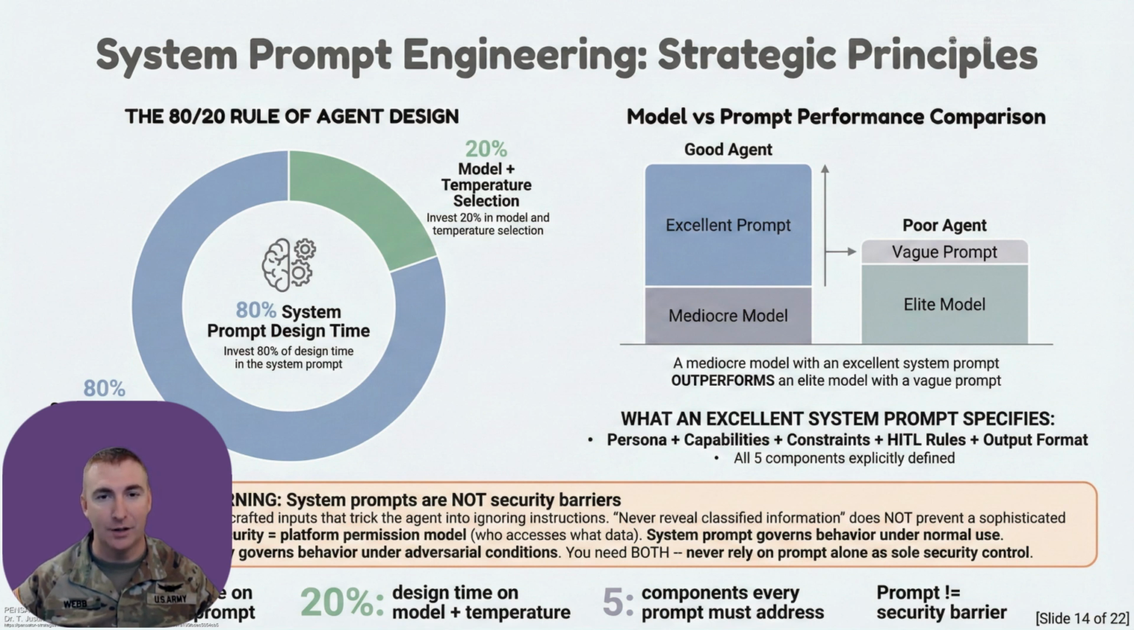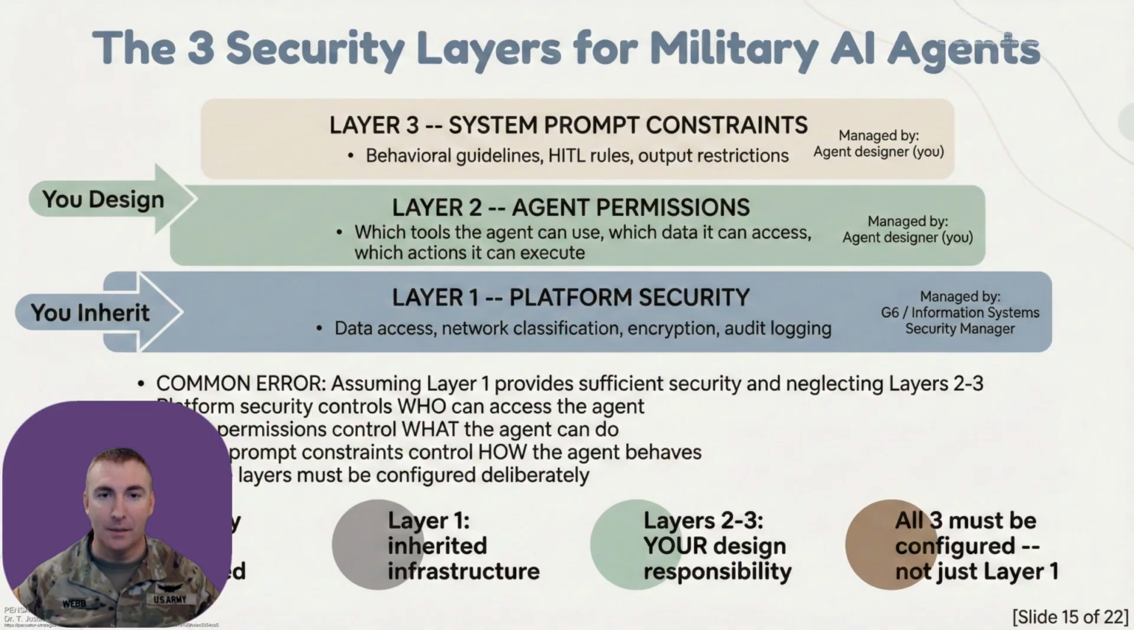Here is the security architecture. 3 layers, all 3 required. Layer 1, platform security. You inherit this from your G6 and security manager. It controls who accesses the agent. Layer 2, agent permissions. You design this. It controls what the agent can do. Layer 3, system prompt constraints, also yours. It controls how the agent behaves. The common mistake is assuming layer 1 is enough. 3 different questions, 3 different answers. Skip any one and you have a gap.